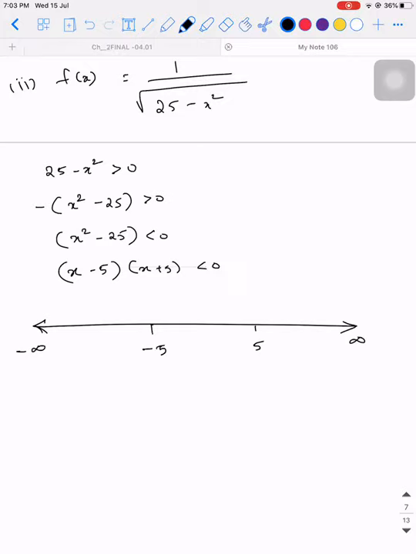Value less than minus 5: negative into negative, positive. Value between minus 5 to 5, 0: negative into positive, negative. Value greater than 5: positive. So what is it that we need? We need the product to be less than 0. Less than 0 is possible between open bracket minus 5 to open bracket 5. Okay, so understood my mistake.